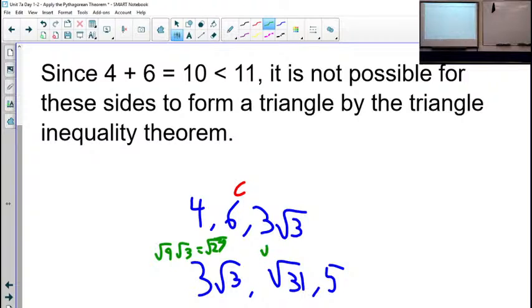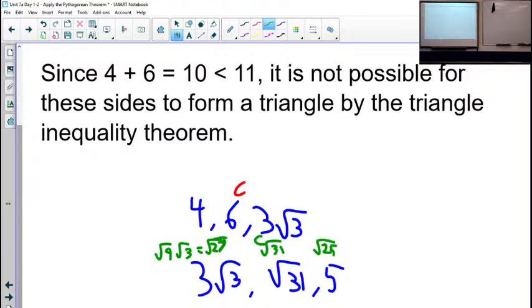The square root of 31 is the square root of 31. And 5 is the square root of 25. And so if I put them all in terms of square roots, I have square root of 25 versus square root of 27 versus square root of 31. Which one's the biggest? Square root of 31. So that's my longest side.